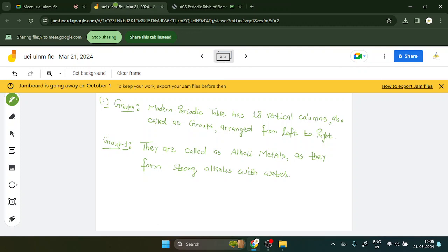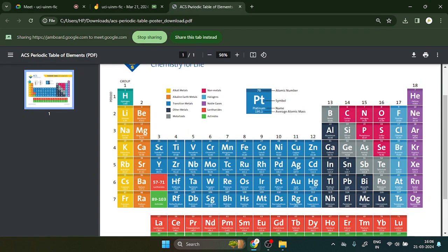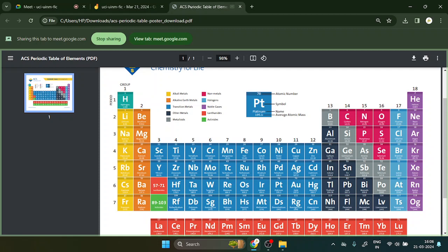Now next are the group 2 elements. Okay, this is group 1, then we have group 2. Now let us discuss the group 2 elements. What are the elements? Tell me. Beryllium, magnesium, calcium, and so on. Very good, you are right.